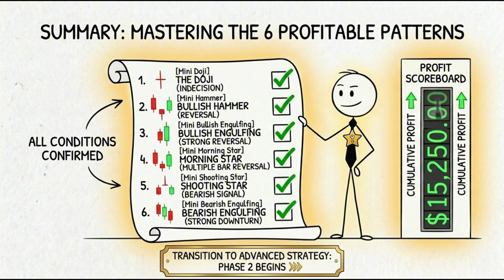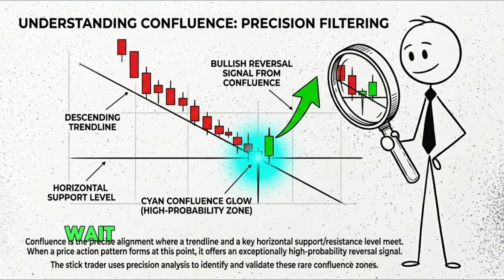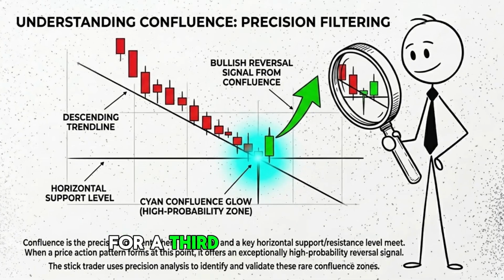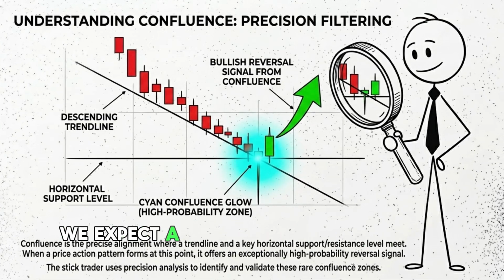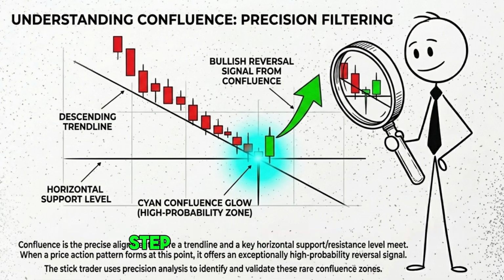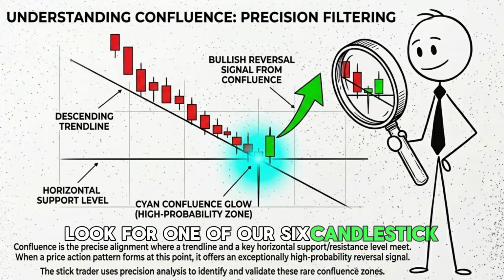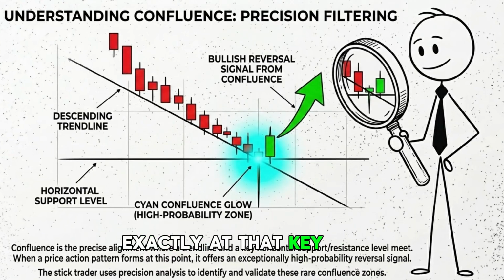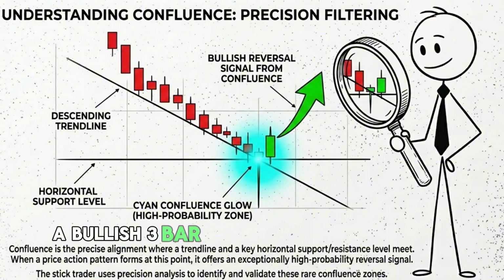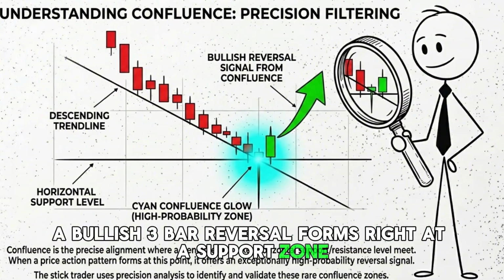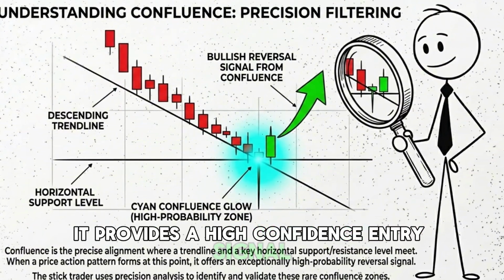Step 2. Wait for interaction. Wait for the price to return to that level for a 3rd time. At this point, we expect a bounce, but we don't just guess. Step 3. Seek confirmation. Look for one of our 6 candlestick patterns to form exactly at that key level. If a bullish 3-bar reversal forms right at a support zone, it provides a high confidence entry signal.